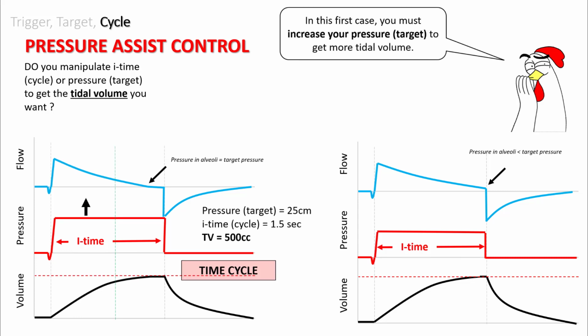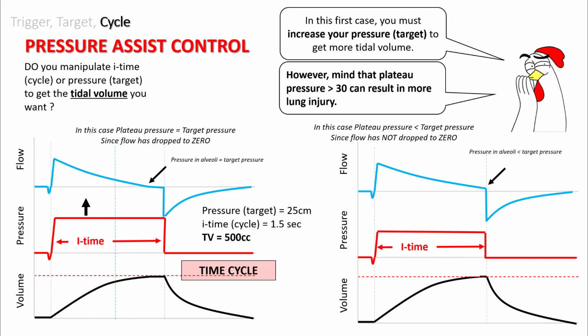However, understand that plateau pressure more than 30 can result in more lung injury, so watch out for that. In the first case, your plateau pressure will be equal to target pressure because the flow has dropped down to 0, while in the second case, which is on the right side, your plateau pressures will be less than target pressure because the flow has not dropped down to 0. So in the second case, you have to perform an inspiratory pause to get your plateau pressures.